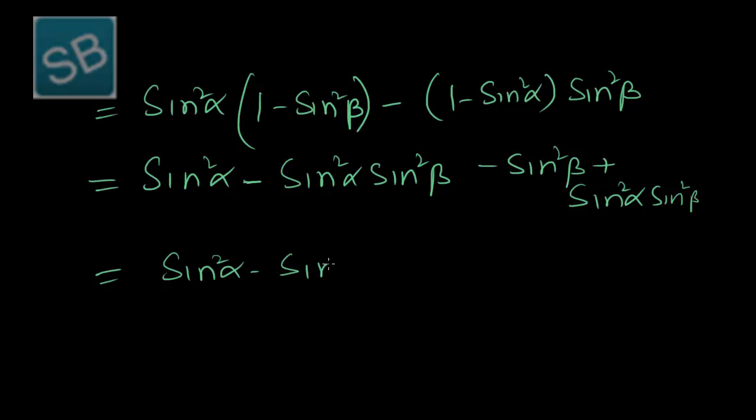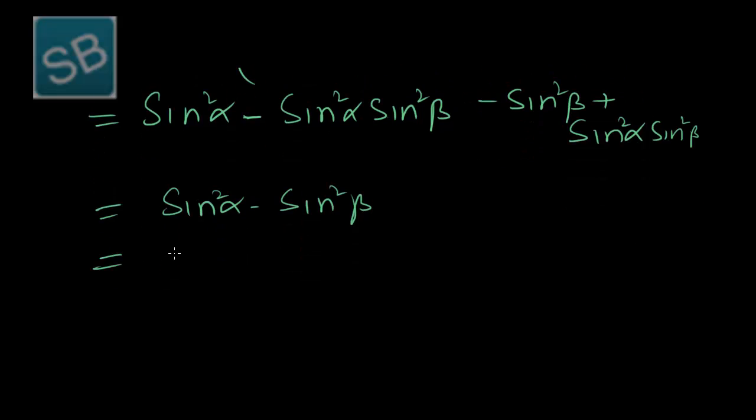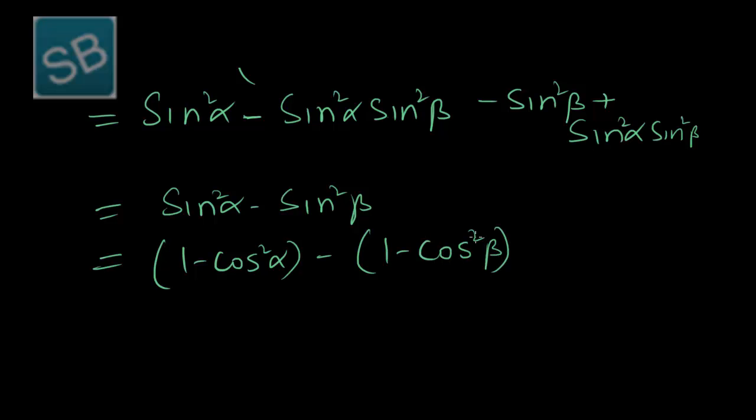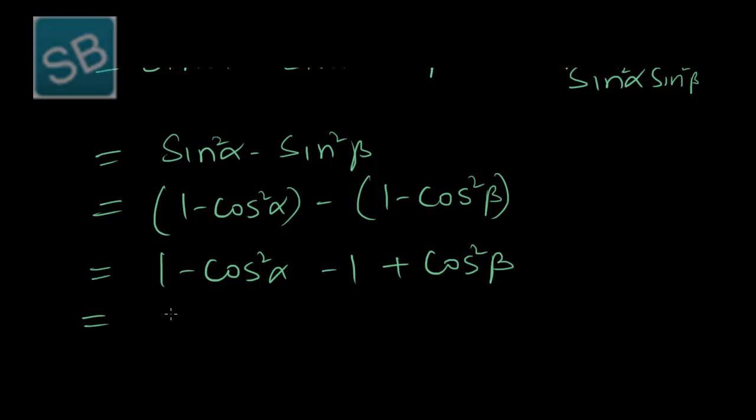So we get sine square alpha minus sine square beta. These terms are equal and opposite. So this is the first result. Now again changing sine square alpha by 1 minus cos square alpha and sine square beta by 1 minus cos square beta to get the result in cos form. So we get 1 minus cos square alpha minus 1 plus cos square beta. That is, 1 and 1 cancel out. So we get cos square beta minus cos square alpha.